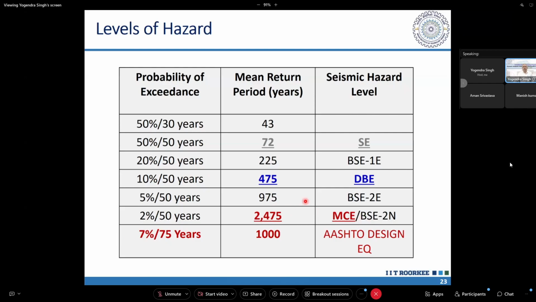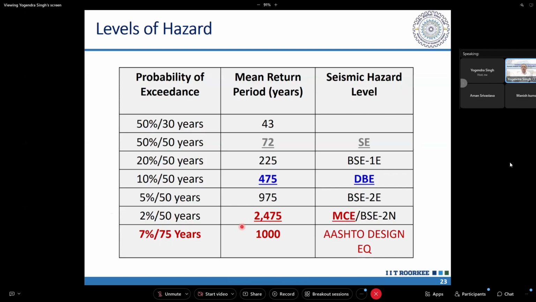MCE is sort of maximum possible earthquake at a site, and in probabilistic terms, it is only 2% probability of accidents in 50 years, and the corresponding return period is roughly 2,500 years, 2475 years to be more precise. So this earthquake we consider as the testing earthquake, the big one. And our structures should be able to survive this earthquake without collapse. Although those structures may be damaged, those may not be serviceable. In case of bridges, we will see what are the requirements.